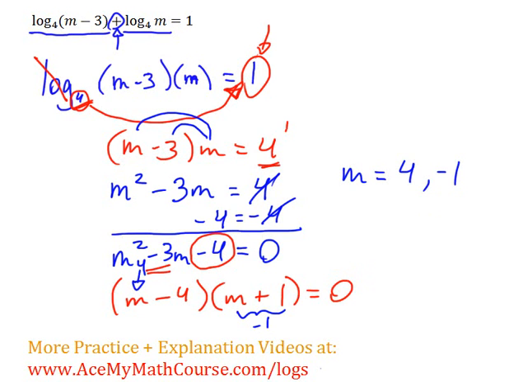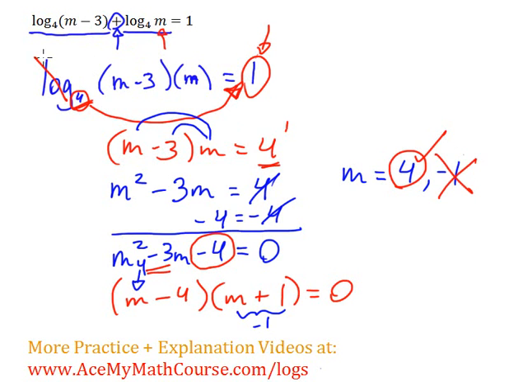No, we're actually going to have to check to see if both of these answers work. 4 is going to work out. Why is that? Because if I plug it in here, I get 4 minus 3, that's positive 1. I can find the log of a positive number. It's totally fine. If I plug in the 4 over here, it's also positive. That's great.